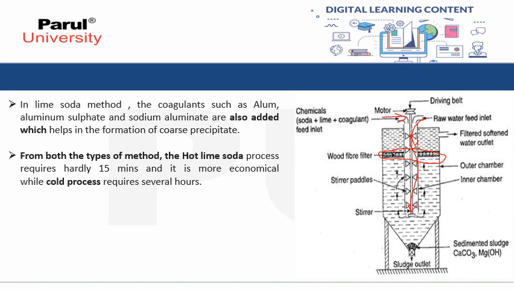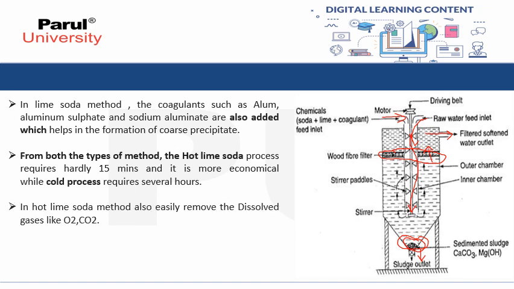The dissolved salts and the dissolved gases react with the chemicals and get accumulated in the form of sludge at the bottom, and the soft water passes through this wood filter and gets collected from this outlet as the filtered softened water outlet. At the end of the process, the sedimented sludge is removed from the bottom through this outlet.